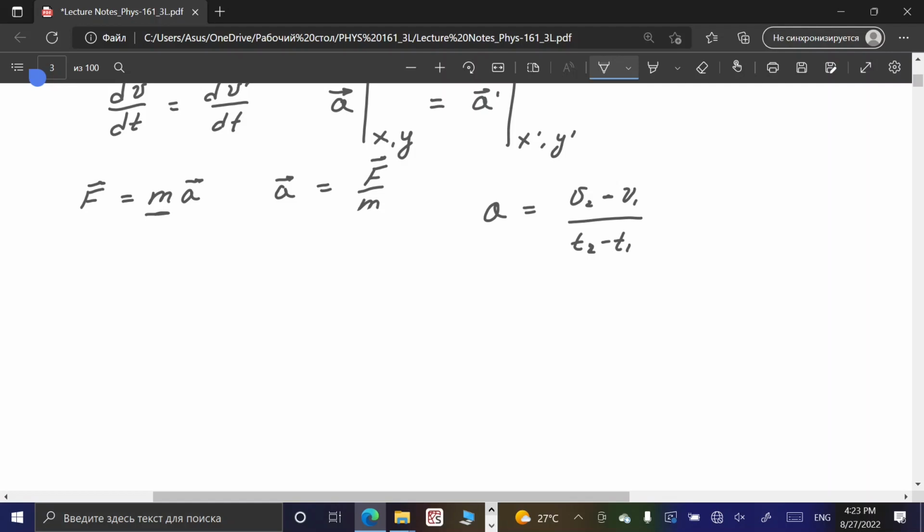Also, there are devices which are designed to measure acceleration kind of directly, so called accelerometers. And I believe most of your smartphones have embedded accelerometers already there. Any ideas how these accelerometers work? What is the principle of functioning of an accelerometer sensor in your smartphone?